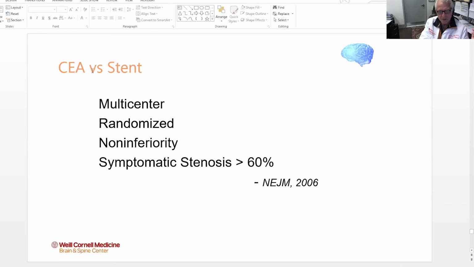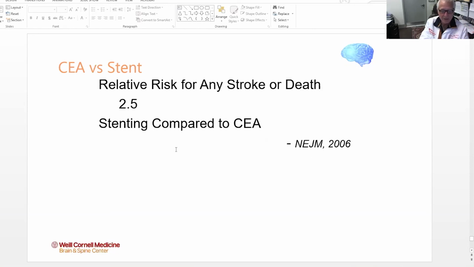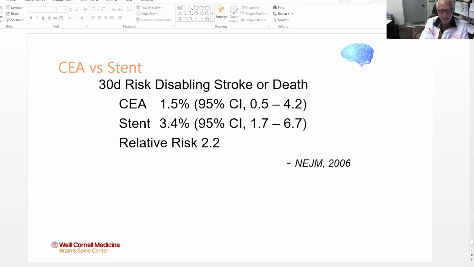When we looked at CEA versus stent in symptomatic stenosis greater than 60%, the 30-day risk of stroke or death with carotid endarterectomy is about 4% and about 10% with the stent. And that's why we have now leaned more towards the CEA for carotid stenosis. That being said, there's an increased risk for having an MI, but I have found that we can alleviate that risk by aggressive preoperative evaluation and medical management.